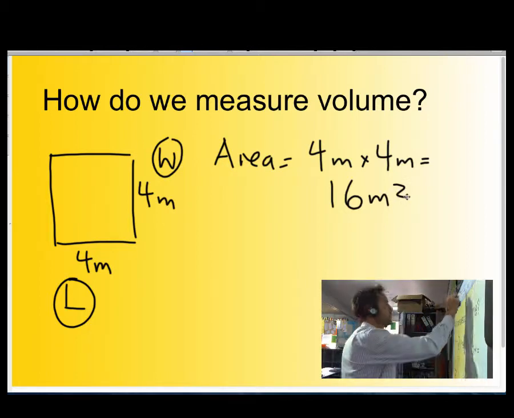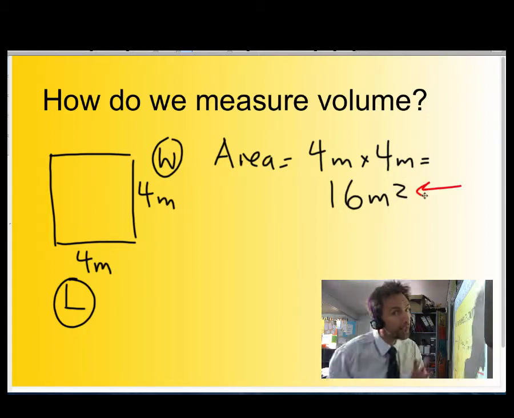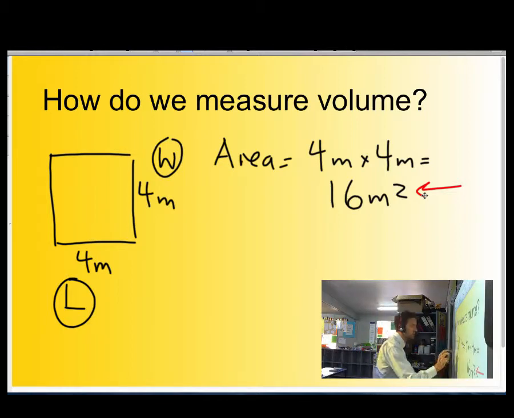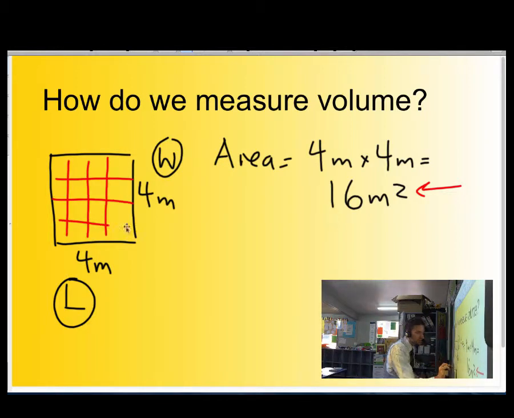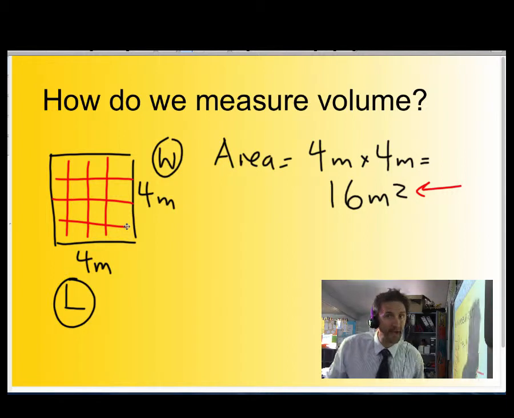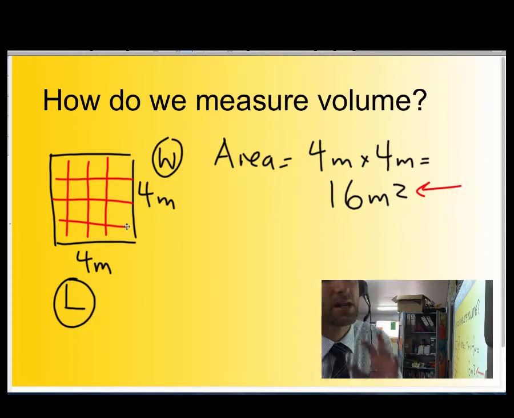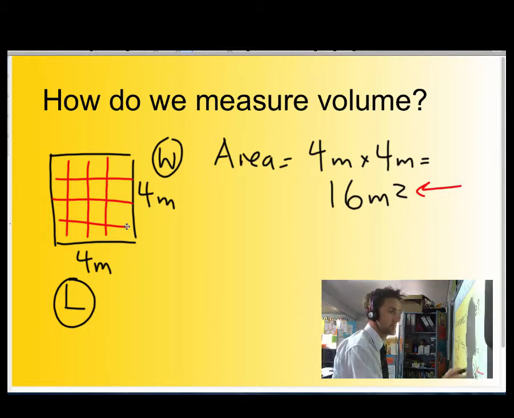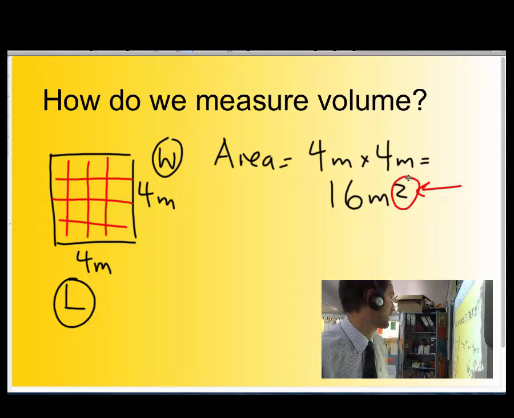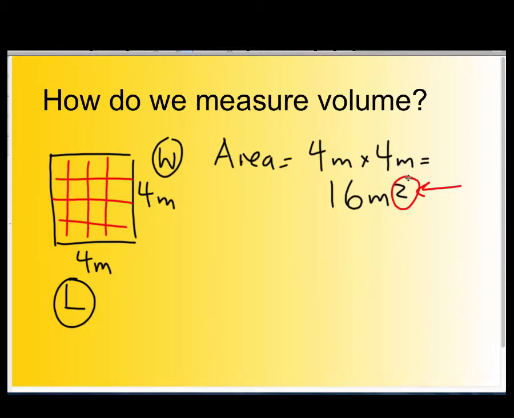And that little 2 that I just drew is really important, because it literally shows us that there are 16 little squares in that space. Remember, with area, we talk about meters squared or centimeters squared. It's really important we have that little 2.